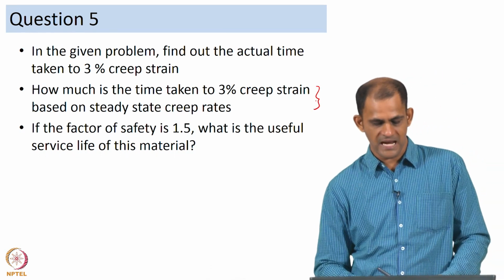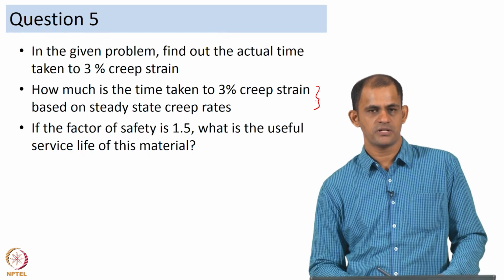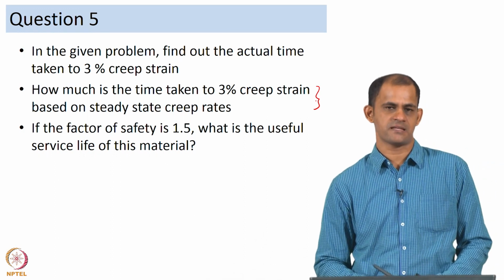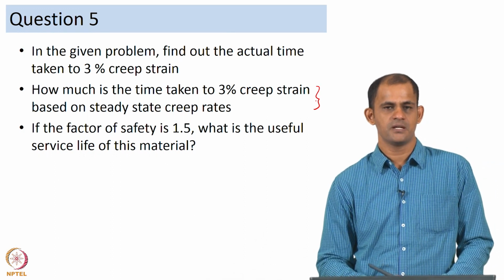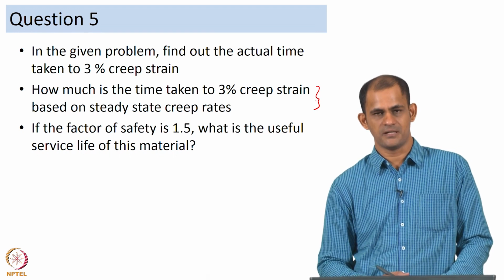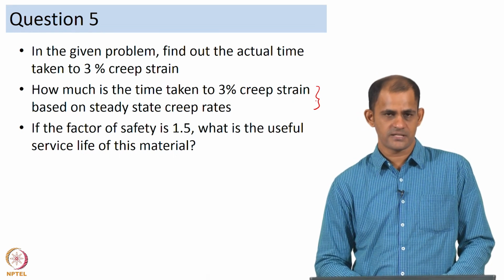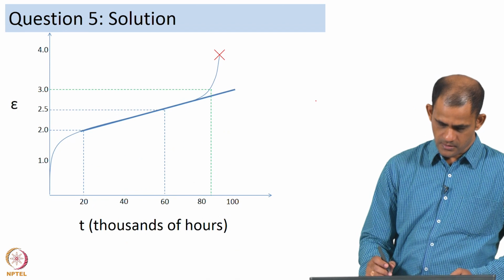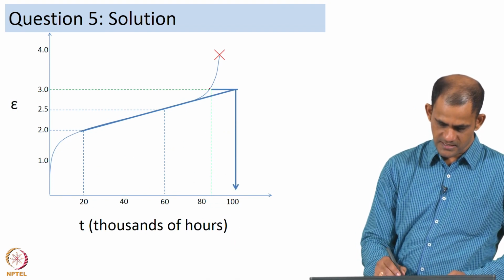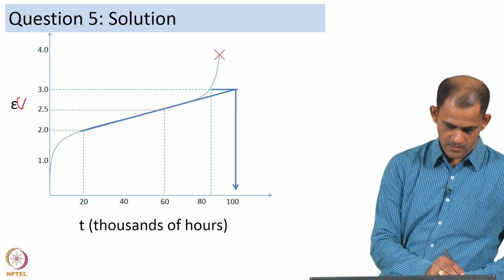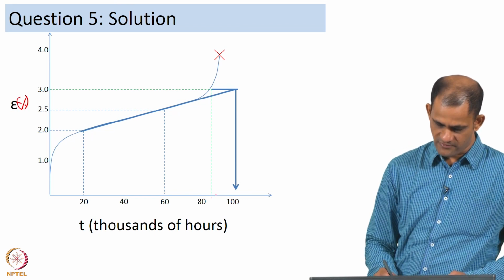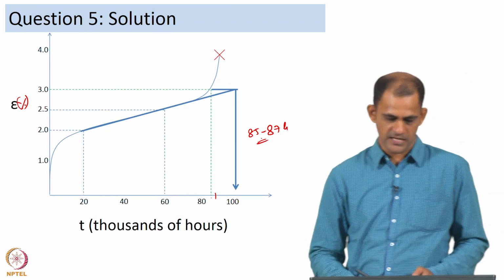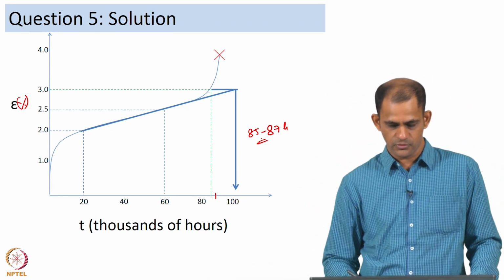So, we are talking about the time taken to 3% creep strain based on steady state creep rates, and finally, if the factor of safety that the engineer has with him is 1.5, what will be the useful service life of this material. So, these are the 3 bits to this question. Now, the first bit I already answered. The first bit is 3% strain. It takes you around 85 hours, 85 to 87 hours. So, the material reaches a plastic strain level of 3% in around 85 to 87 hours.